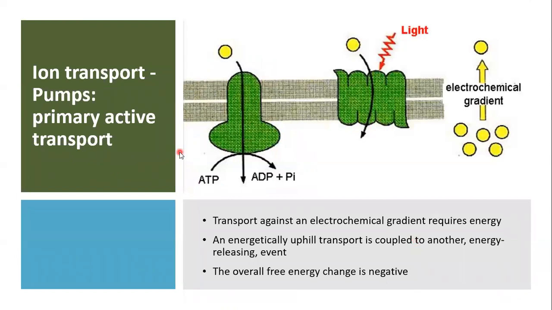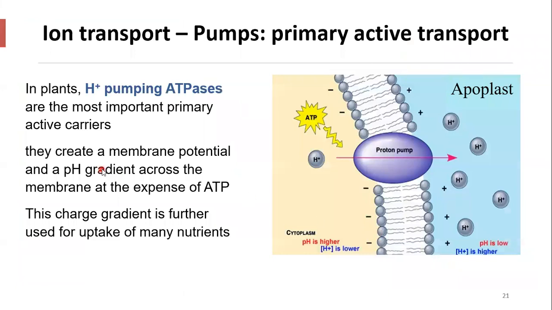So then we have ion pumps. Ion pumps use energy and transport ions against the electrochemical gradient. Energetically uphill transport is coupled to another energy-releasing event. When a charge gradient develops due to the movement of H ions, for example, that built-up energy will be utilized for another energy-taking process, that is the movement of ions from lower concentration to higher concentration. So overall free energy change is negative.